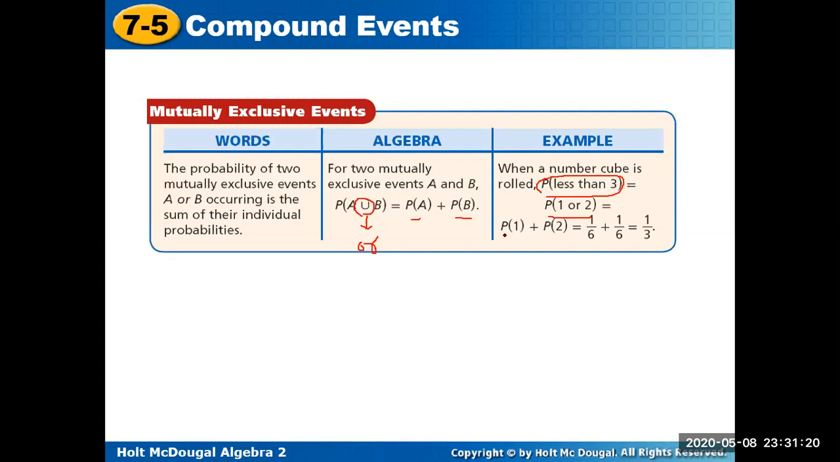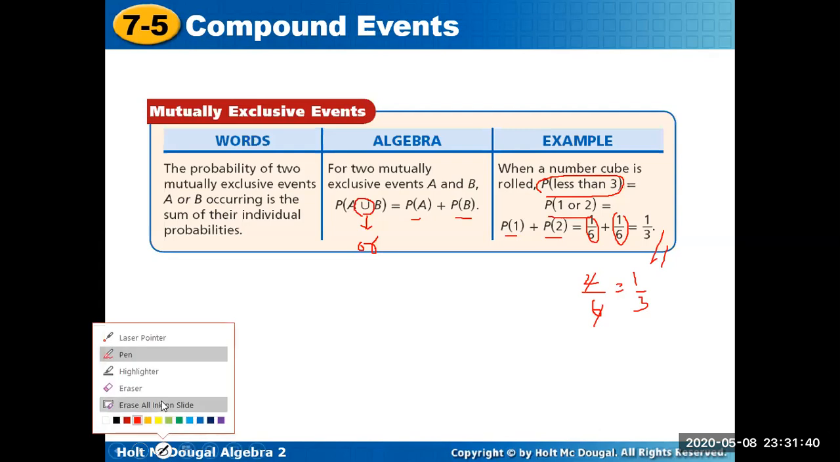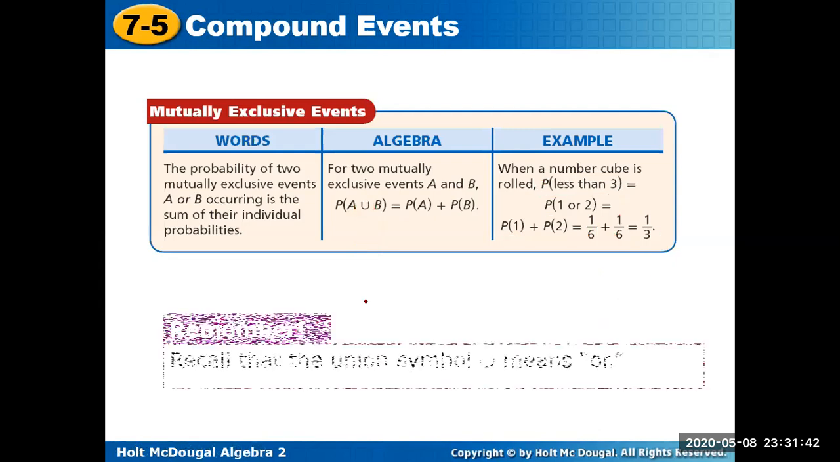What's the probability of getting the number 1? 1 over 6. What's the probability of getting the number 2? Again 1 over 6. I add their individual probabilities and get 2 over 6, which, if I simplify, is 1 over 3. This is a simple example for understanding mutually exclusive events.